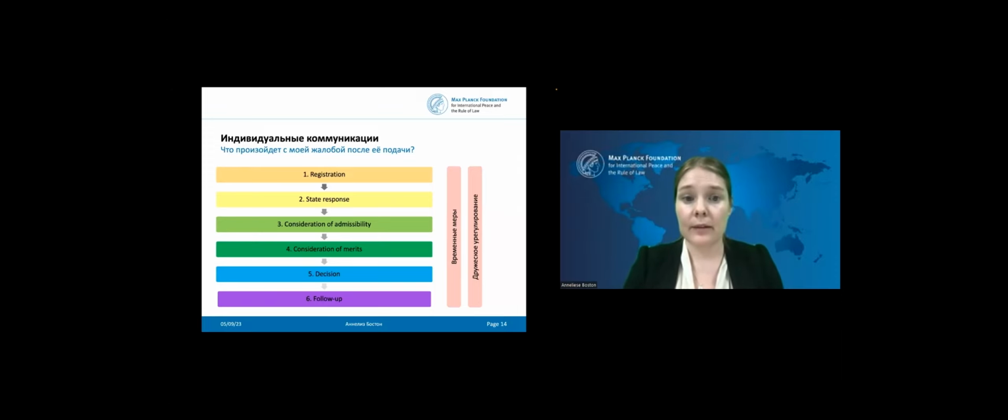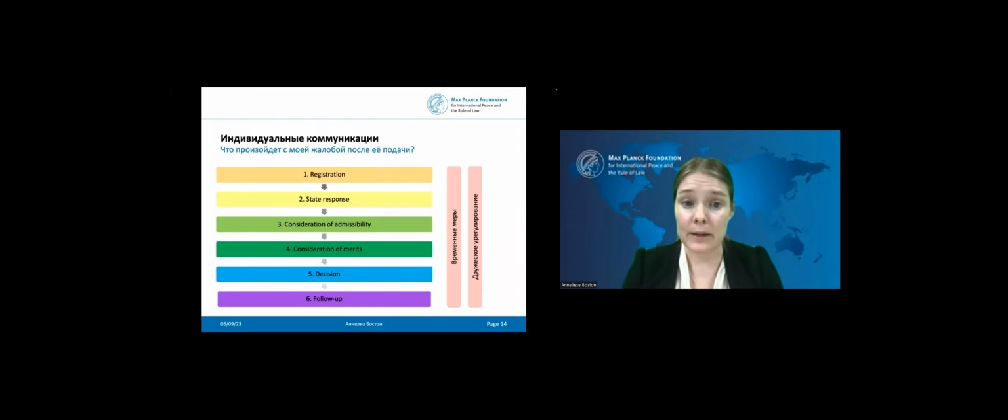Once it's registered, the state is given a chance to respond. So the information is sent to the state and they are asked to respond within a timeframe of 6 months. Once they do respond, the complainant is also then given a chance to respond to what the state has said. And then once the committee has all this information, they will consider the complaint itself. It's also good to note that if the state doesn't respond, even after it's been sent reminders, the complaint can still proceed and the committee can still consider it.